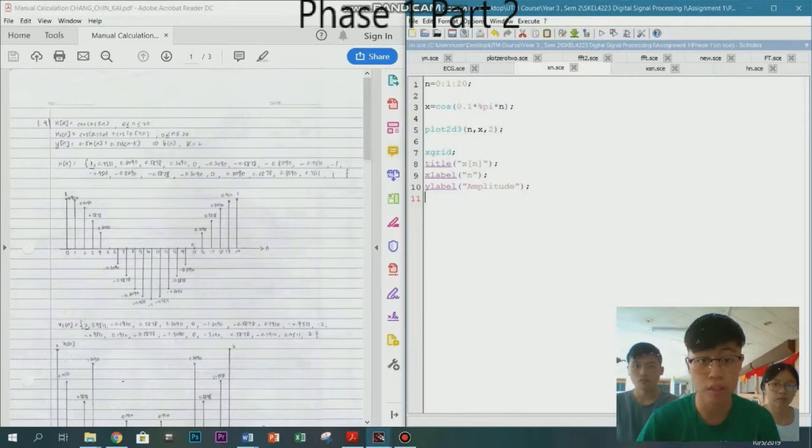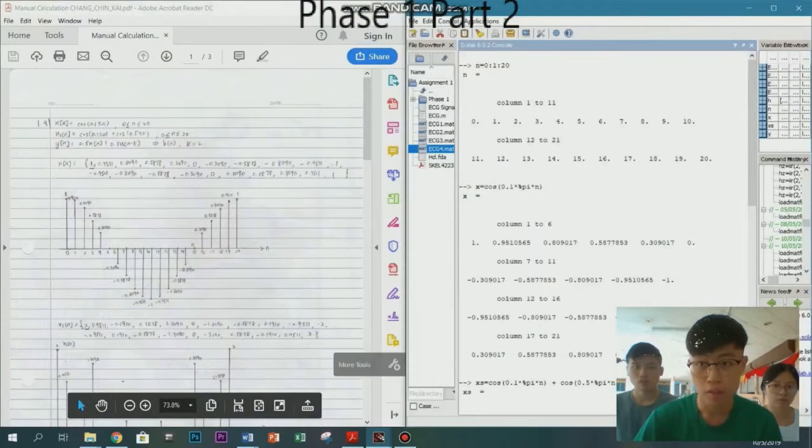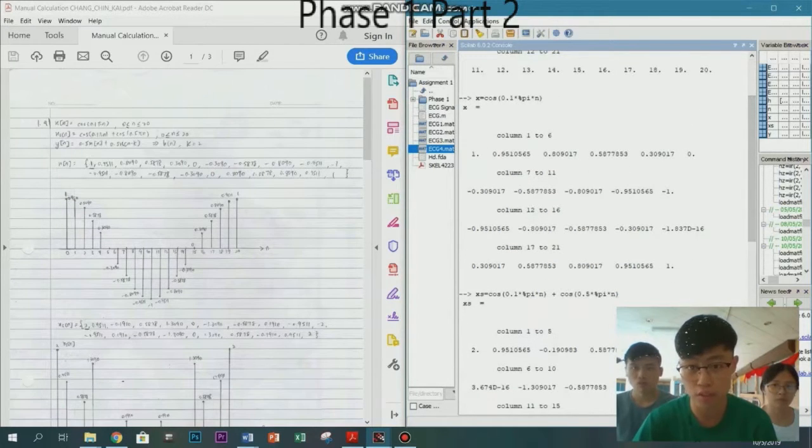Now we are given the xn function here, and we have done it by simulation in Scilab and by manual calculation. The n starts from 0 to 20, and the function is here, and we have plotted it in discrete form. We also verified the whole manual calculation with the simulation in Scilab. We are using the same code, n starts from 0 to 20, and you can see the x result here is exactly the same as the result here.